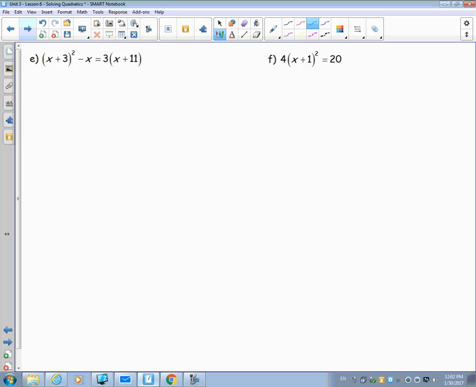We need to rearrange these things. What can we do? Well, we can get rid of brackets first of all. I see a bracket squared, I write it out twice. I see a bracket and a number in front, I know I can distribute. It gets rid of one set of brackets.